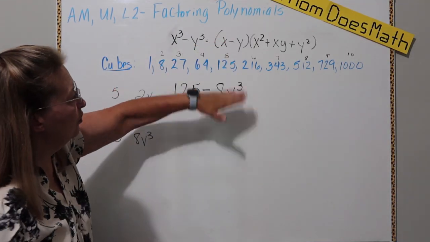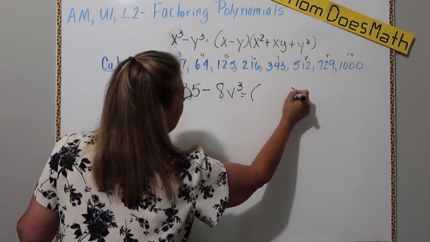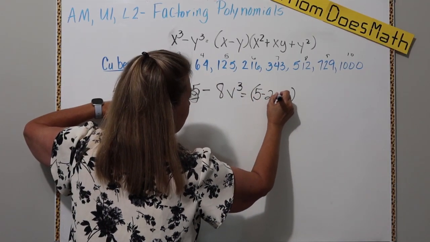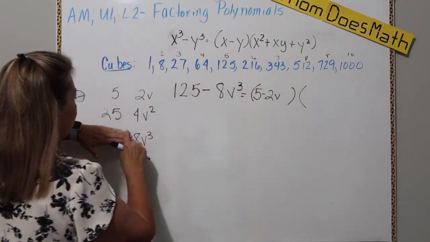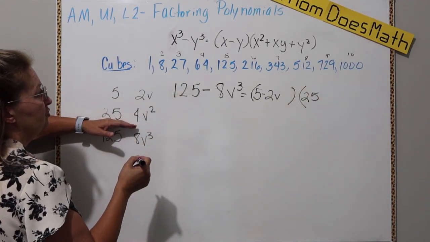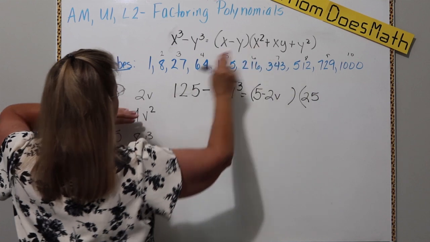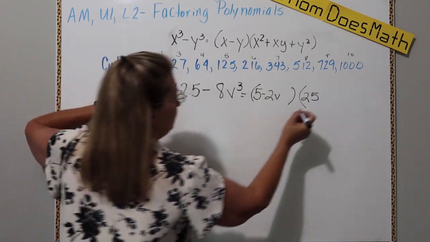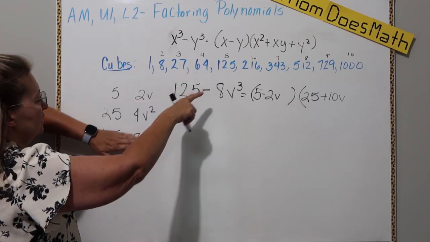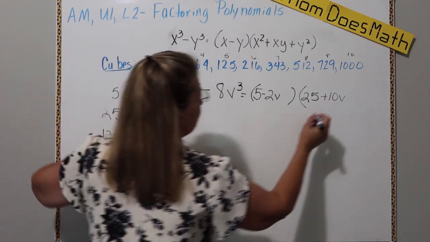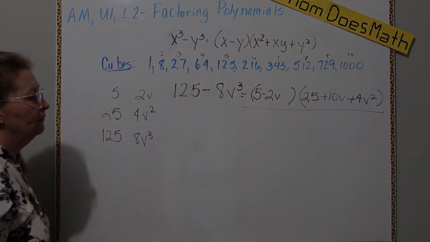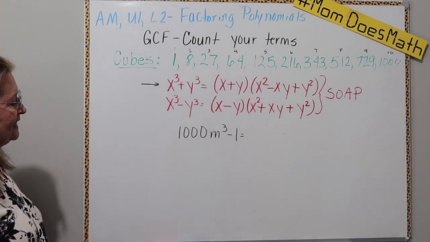Now, to correlate it to the formula, my first two numbers are the roots, so I've got 5 minus 2v. Next I need the square of the root of the first term, which was 25. Then I need the product of the cube roots of each term, so that's going to be plus 10v. And then the last one is the square of the root of the second, so plus 4v to the second. There you go. Okay, this is example 13.